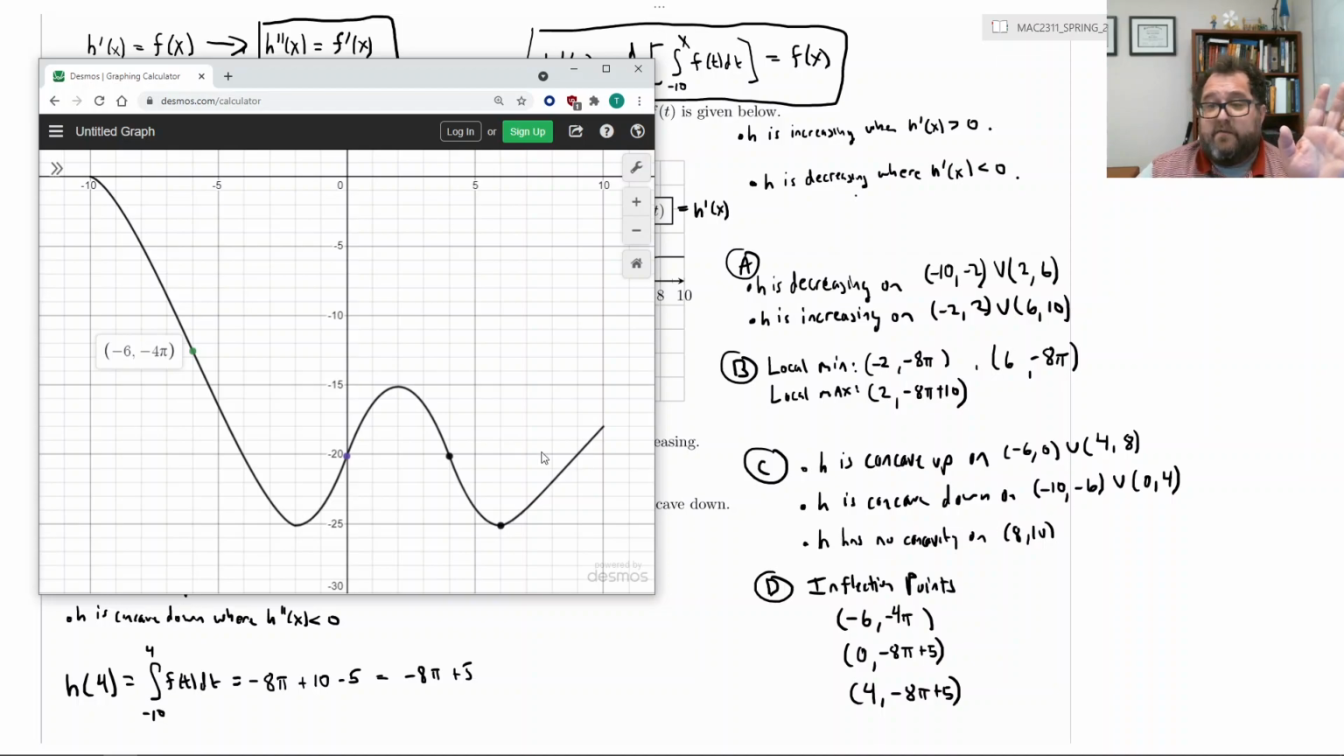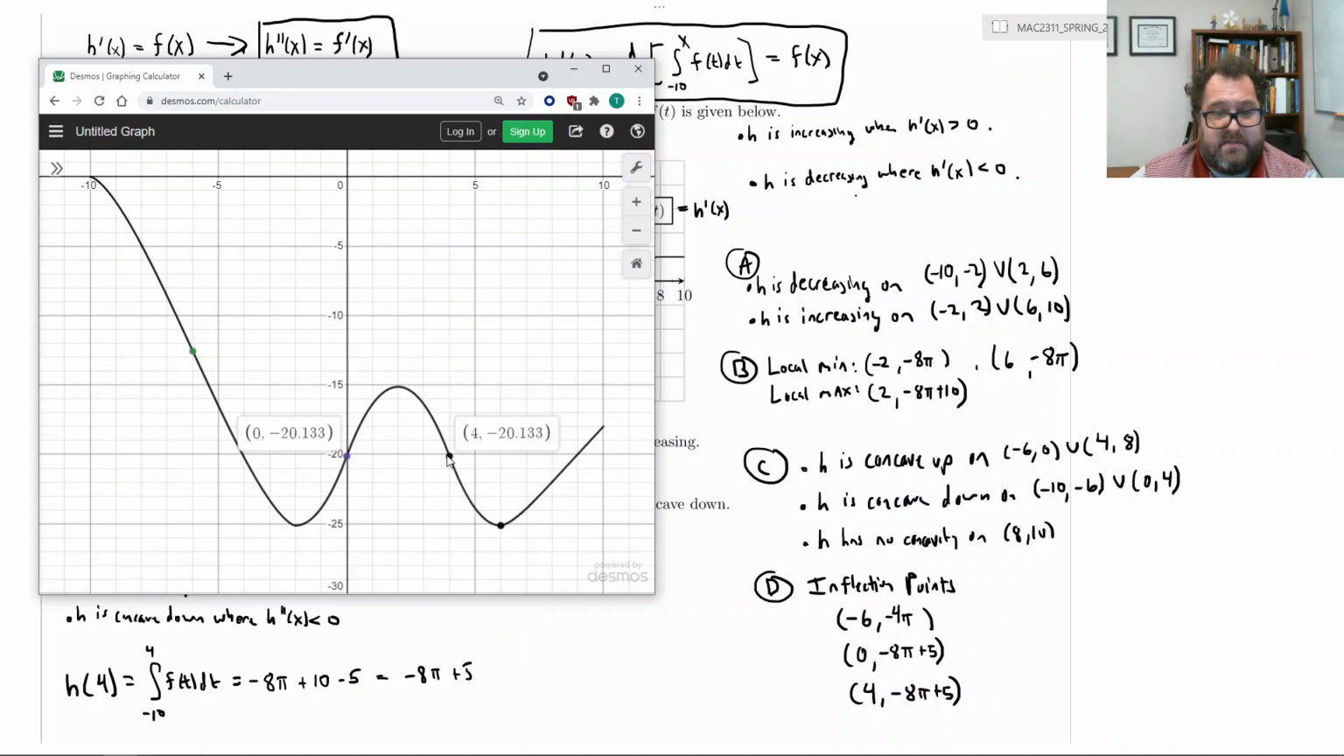And then we had from negative 6 to 0, so between those two inflection points, the graph is concave up, opening upward. Okay? And then you go from this inflection point 0 comma about negative 20, negative 8 pi plus 5, and then to 4. So from 0 to 4, the graph is concave down, upside down parabola shape.